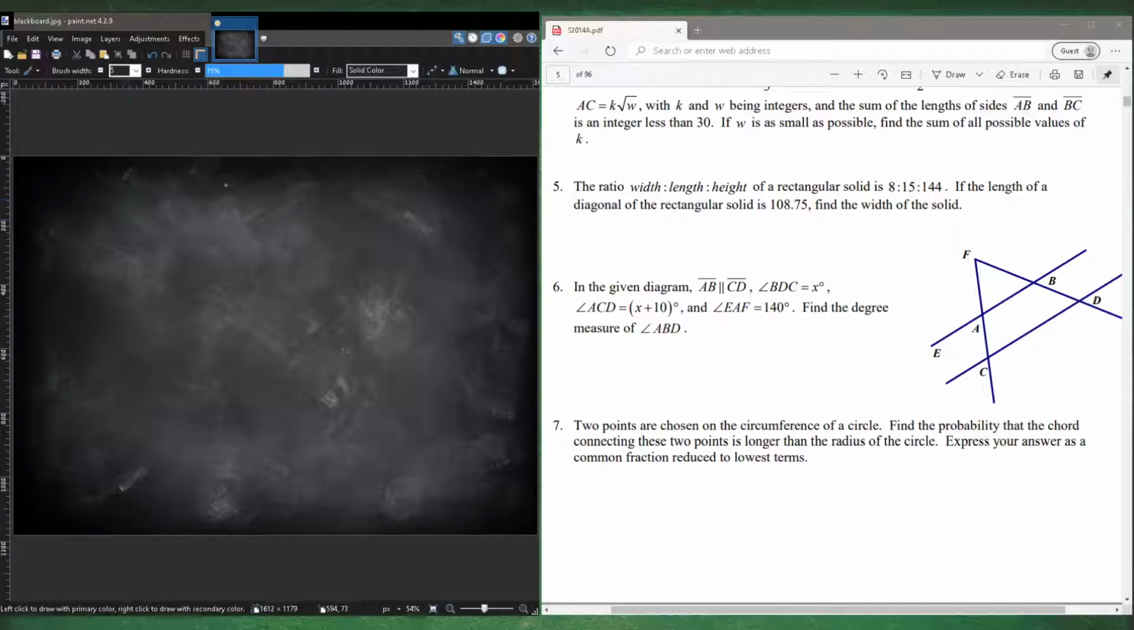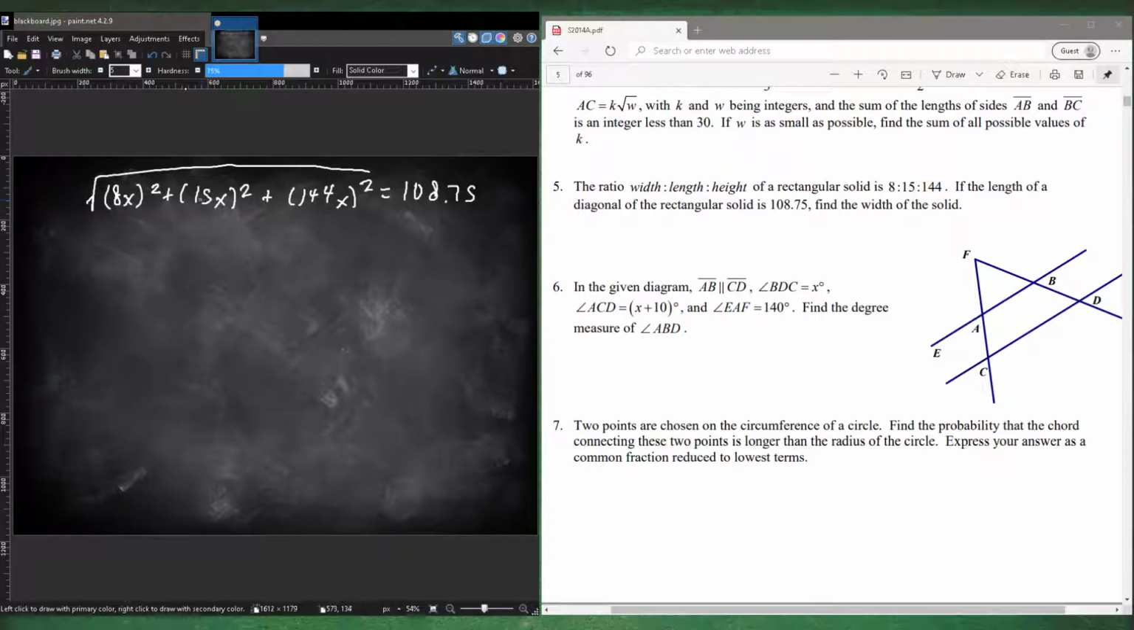So since these are the ratios, to get to the actual length from the ratios, it's the ratio times a scaling factor. So let's say our scaling factor is x, so it's 8x squared plus 15x squared plus 144x squared. Take the square root of this entire thing, and that should be 108.75. So first we need to find the scaling factor and multiply that scaling factor by 8, because that's our width ratio, to get our actual width. If you know your Pythagorean triples, you can also do this in your calculator to find x, but if you know Pythagorean triples, it is way easier.